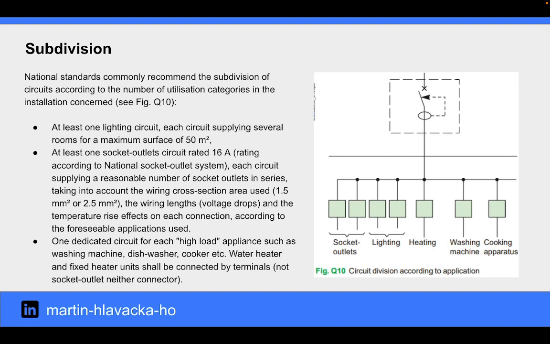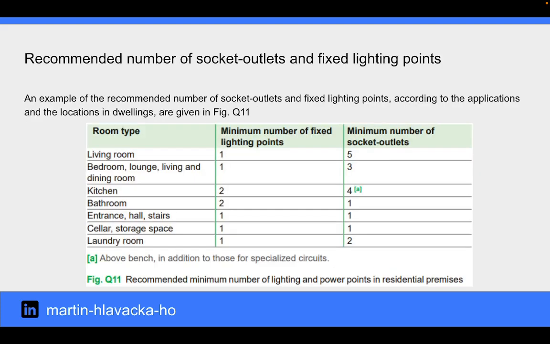One dedicated circuit for each high-load appliance such as washing machine, dishwasher, cooker, etc. Water heater and fixed heater units shall be connected by terminals. In this table, you can see an example of the recommended number of socket outlets and fixed lighting points according to the application and the locations in dwellings.